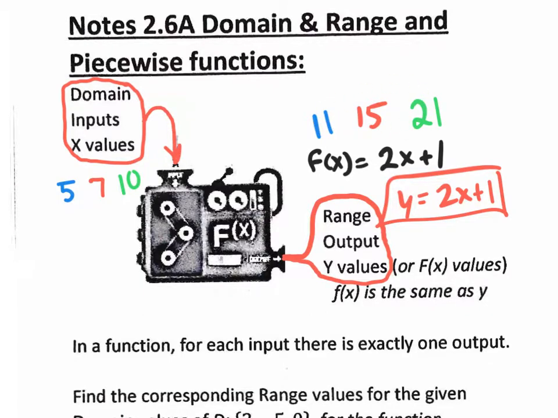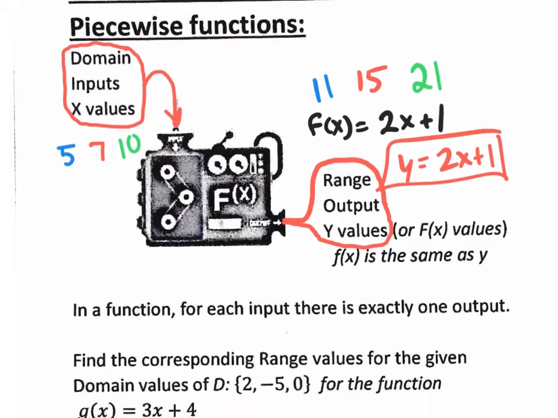Okay, so that was a nice little exercise. Again, the f of x, that's just the name of the machine. It says f of x right here. It could be g of x, could be h of x. It's just the name. And you could also write it as y. That's why it says y values right here. It could also be f of x values. f of x is the same as y. Okay. Anyways, let's move on.